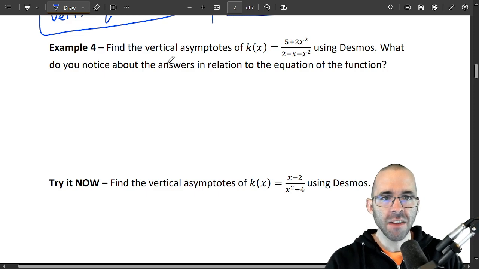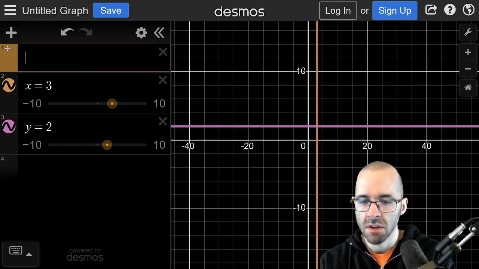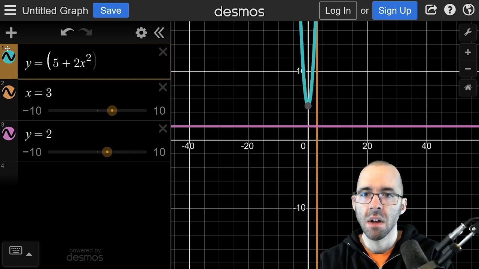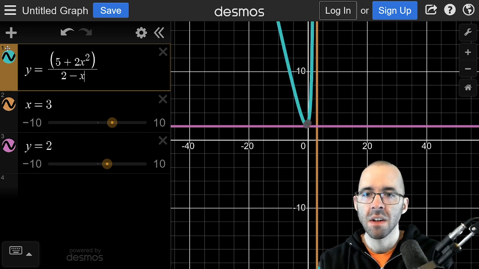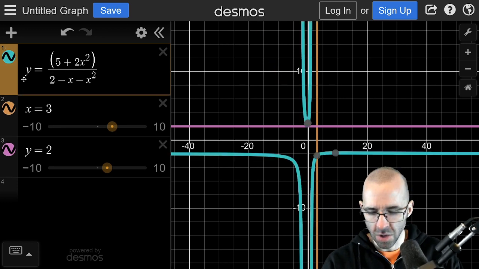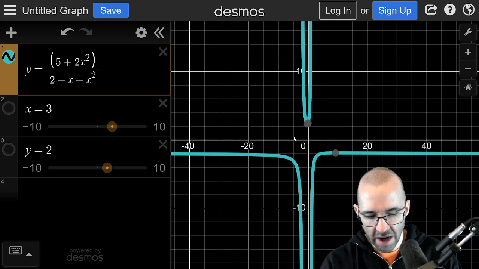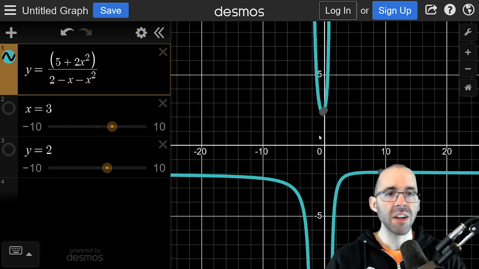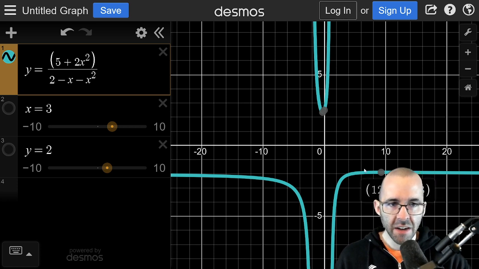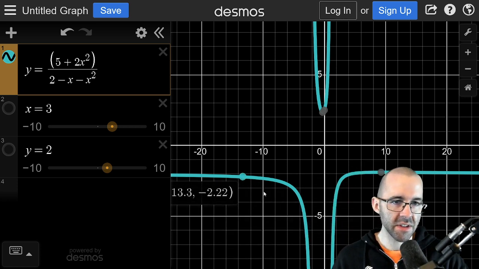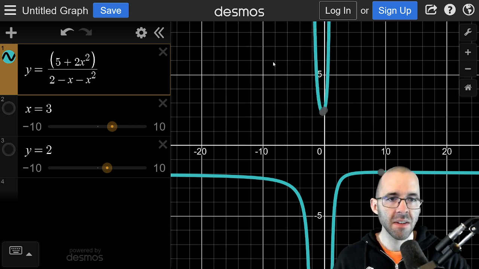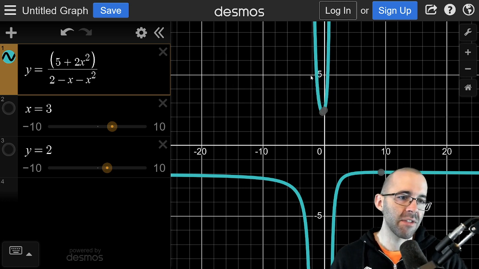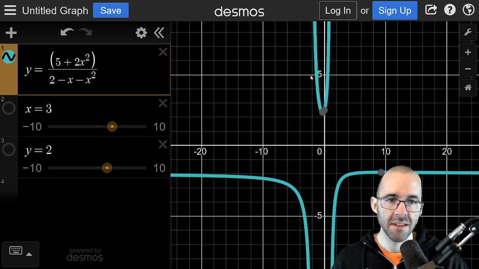So if we graph this, 5 plus 2x squared divided by 2 minus x squared. Whoa, this rational function looks pretty different, right? What's going on with this rational function? Well, now we have these pieces that we saw before. Now they're on the same side. We also have this weird v piece or u piece in the middle. The rational functions can look a little different, but they have a lot of similarities. We'll be graphing more of these and we'll be seeing more of this.